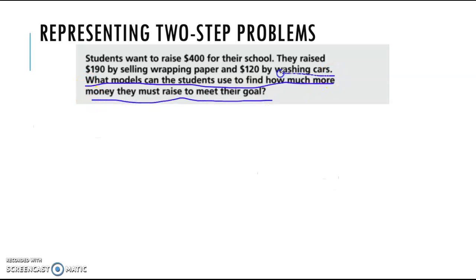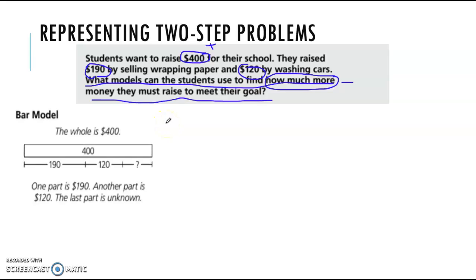So again, "how much more" here is a keyword that tells us that we're going to have to subtract. Another clue is that we started with a total. This 400 is their goal. That's how much they want to have at the end. So starting with a total is another hint that we're going to have to subtract. But we know that they raised 190 and 120.